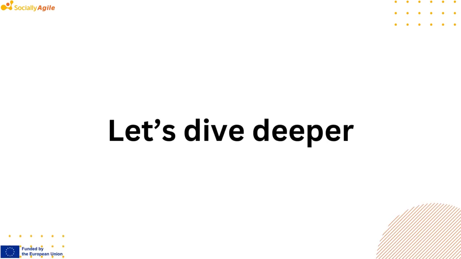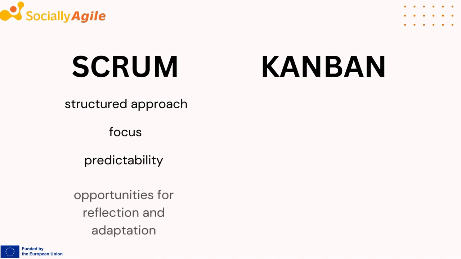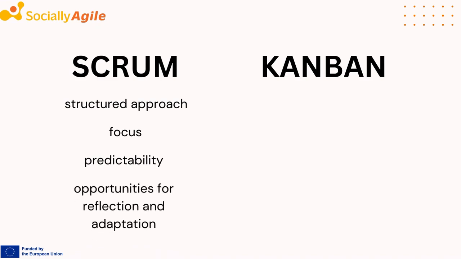Let's dive deeper. Scrum and Kanban are both Agile frameworks, but they have distinct approaches to managing work and projects. Scrum is known for its structured approach, involving fixed-length iterations called sprints. During each sprint, the team commits to completing a specific set of work, and at the end of the sprint, they deliver a potentially shippable product increment.